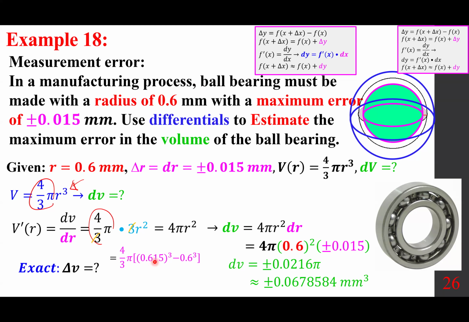4/3 pi times, on the upper side, 0.615 cubed minus 0.6 cubed. But factor the 4/3 pi. I leave it for you to finish the job. On the other hand, for this one it would be 0.585 cubed minus 0.6 cubed. This will be positive, this will be negative. And if you're mentioning it, if you're doing the writing, this means larger by that much, this means smaller by that much. And when you report it, in both cases, you report it with positive values.